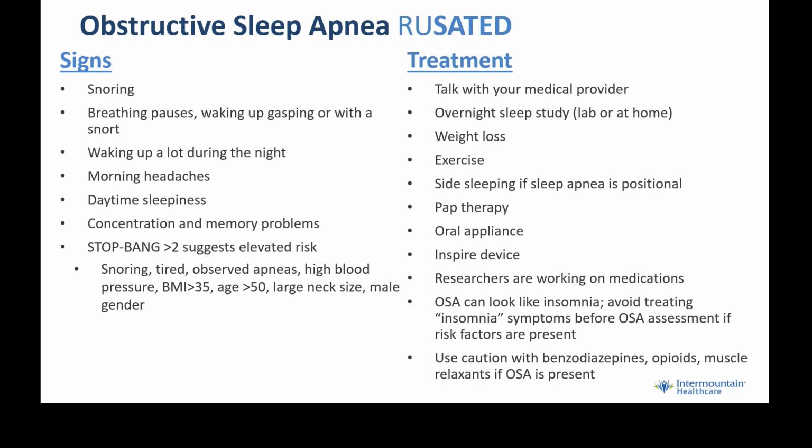There will be an overnight sleep study of some kind, either in the lab or maybe at home. And recommendations are going to include things like weight loss, which can impact the airway favorably, exercise, which has independent effects from weight loss on sleep apnea in a positive direction. Some people can sleep on their side, and it significantly reduces those apneas. Now, CPAP or PAP therapy is the gold standard, especially for moderate and severe sleep apnea, so that could potentially be recommended. Oral appliances are useful for a lot of people.